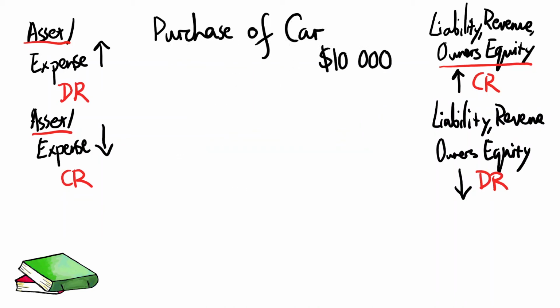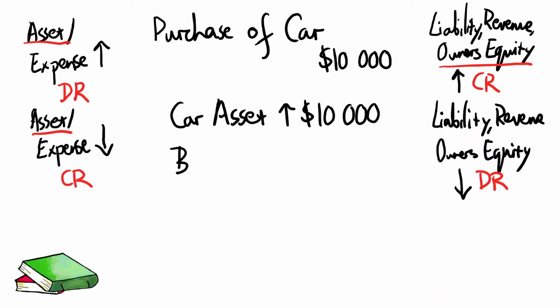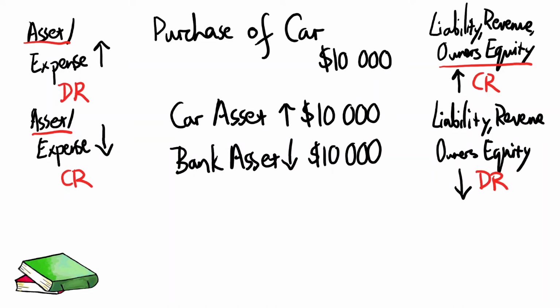So now let's say we're purchasing a car valued at $10,000. Our car asset would go up by $10,000 and our bank asset would go down by $10,000. So this is like a twofold effect of the accounting equation. If an asset goes up, we should debit it, and if a bank goes down, we should credit it since it's an asset.